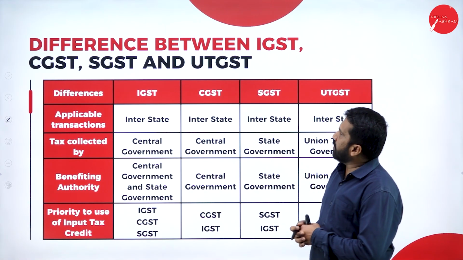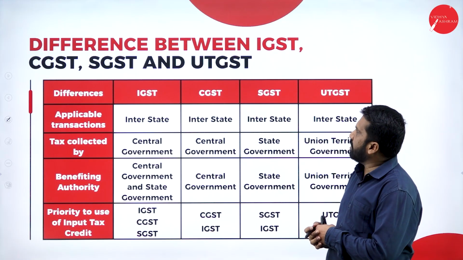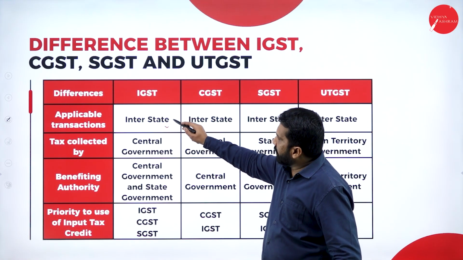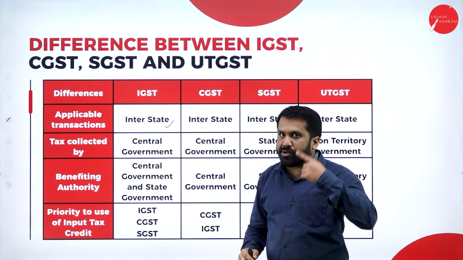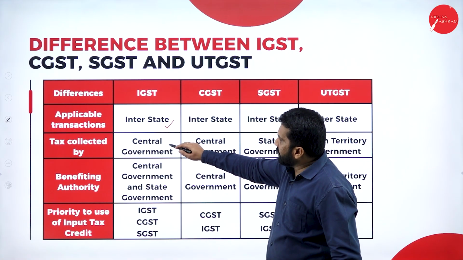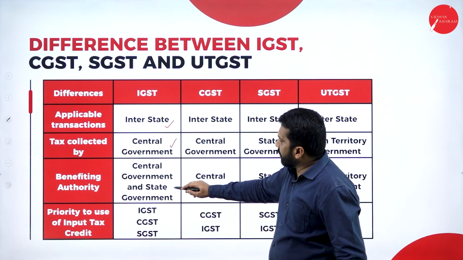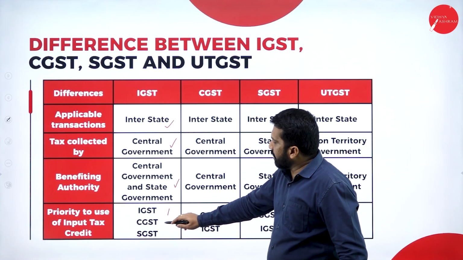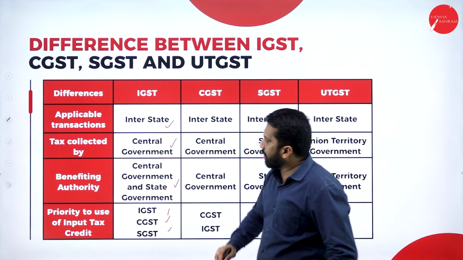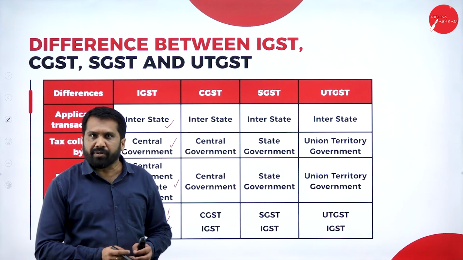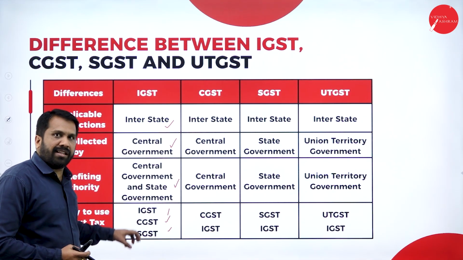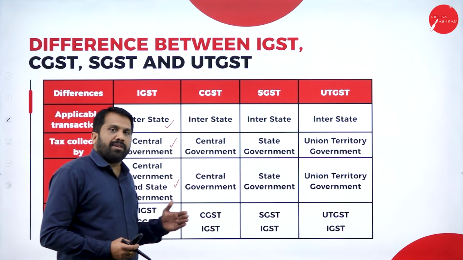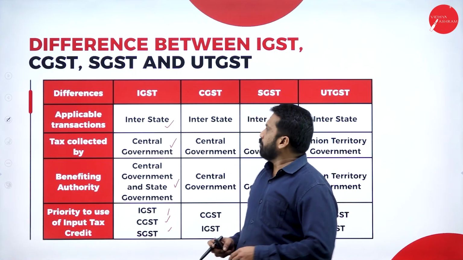Yes. So these are the differences between IGST, CGST, SGST and UTGST. Remember, IGST is interstate. Interstate means one state to another state. It is levied by the central government, collected by the central government, and the state government is the benefiting authority. For IGST, CGST, SGST, these are the priority to use input tax credit. Input tax credit, I'll go into detail while doing that particular topic. Right now, we'll talk only about your CGST, SGST and IGST.